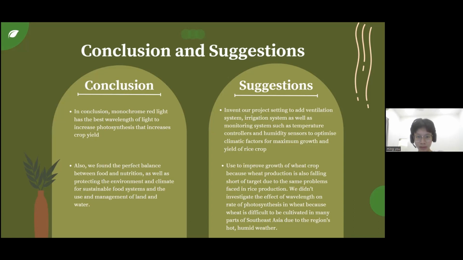For suggestions, improve our project setting by adding a ventilation system, irrigation system, as well as monitoring systems, such as temperature controllers and humidity sensors, to optimize climate factors for maximum growth and yield of rice crops. It can also be used to improve the growth of wheat crops, because wheat production is also falling short of target due to the same problem faced in rice production.